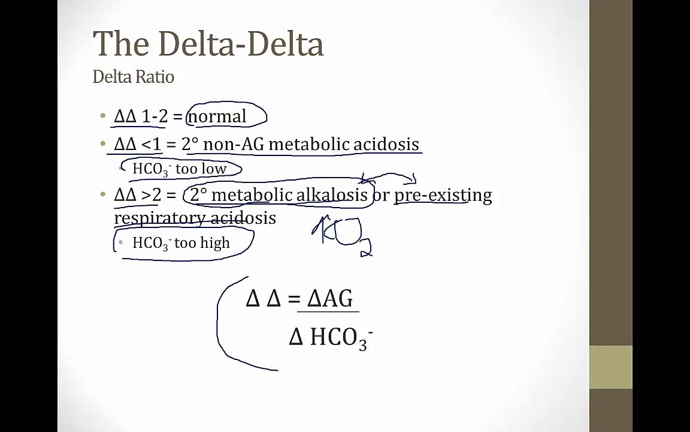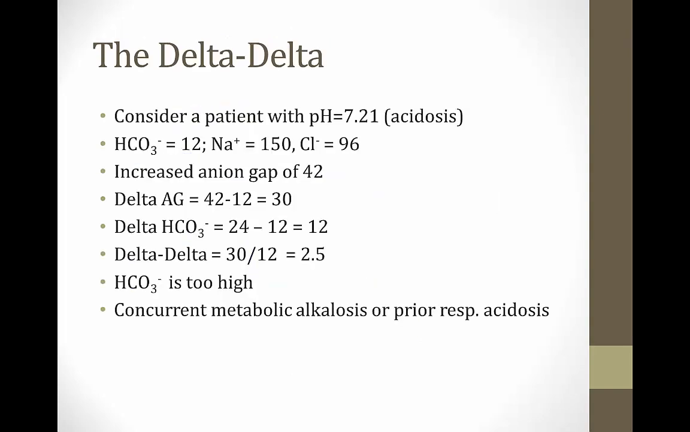So just remember that you use this equation in all anion gap metabolic acidoses to determine whether there is a concomitant or secondary metabolic acid-base disorder. It's easiest to understand this if we consider a hypothetical example. Suppose a patient has a pH of 7.21. That's a low pH, so we have an acidosis. The bicarb is 12, so a low bicarb and an acidosis is a metabolic acidosis. And then the sodium is 150 and the chloride is 96.